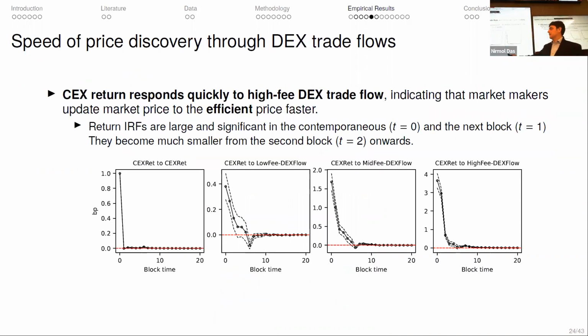Yes, and here we see that. If we compare the impulse response function for the centralized exchange return to high fee DEX flow versus mid fee and low fee, you see that the response to the high fee DEX trade flow has a sharper drop. After around two block times, the price reverses to the value before the trade flow occurred.